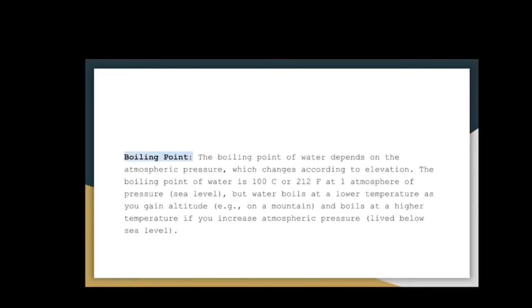The boiling point of water depends on the atmospheric pressure, which changes according to elevation. The boiling point of water is 100 degrees Celsius or 212 degrees Fahrenheit at 1 atmospheric pressure, but water boils at a lower temperature as you gain altitude, and boils at a higher temperature if you increase atmospheric pressure.